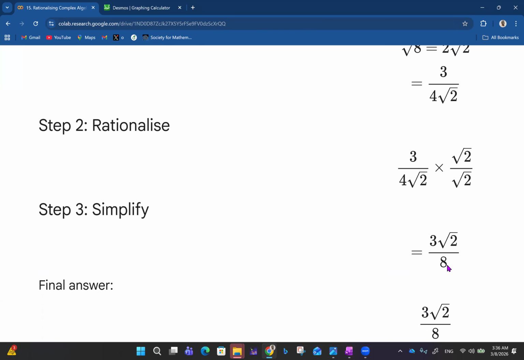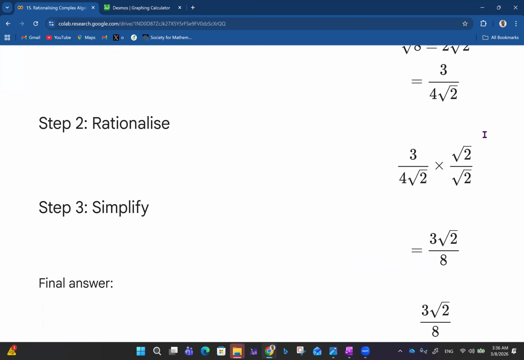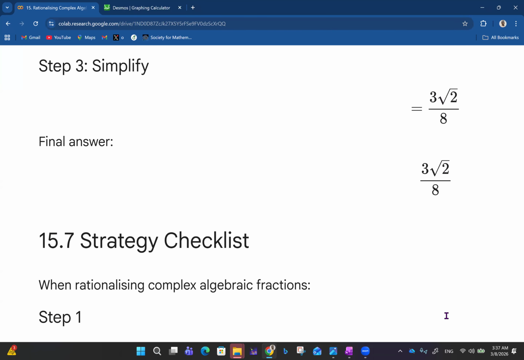And then if you rationalize that now, root 2 is the issue there. This root 2. So you have 3 over 4 root 2 times root 2 over root 2. That's 3 root 2 over 4 root 4, which is 4 times 2, 8. So you have 3 root 2 over 8 as what you have in that situation.